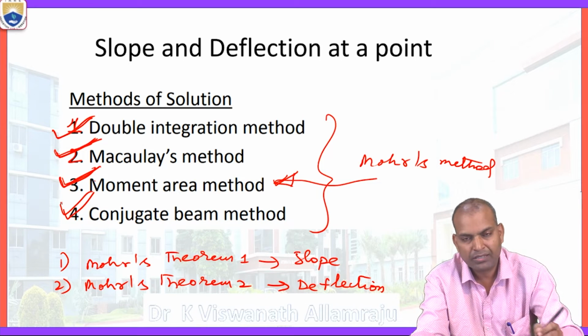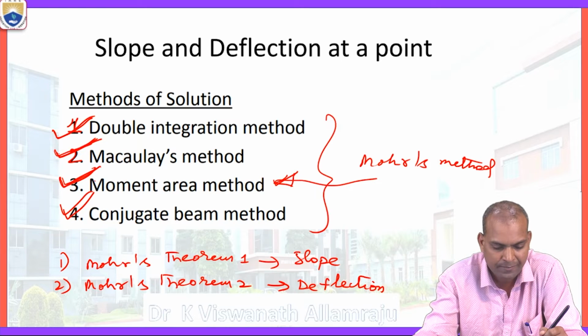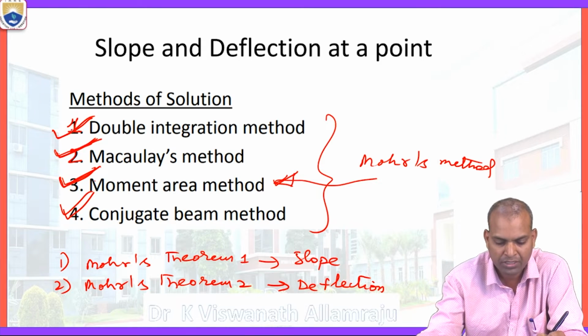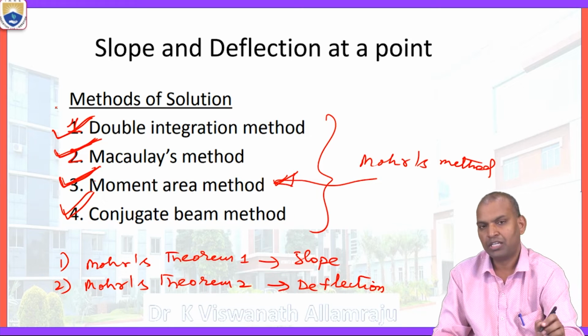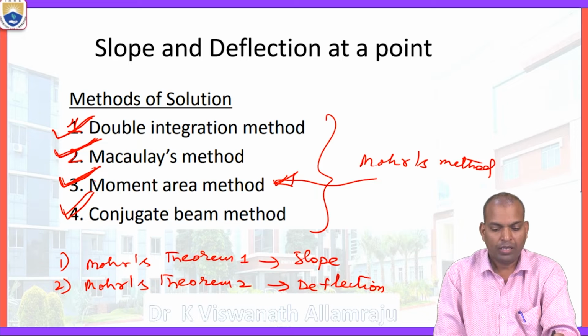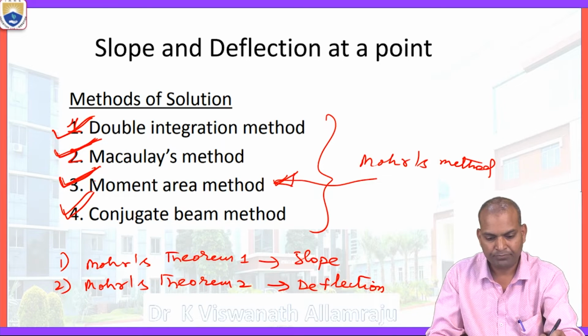The conjugate beam method is actually a modified moment area method. We'll see it. Now we are going to discuss in this session, even though it is revision, we are going to revise the double integration method for various types of beams. Now let me explain a glimpse of the double integration method.